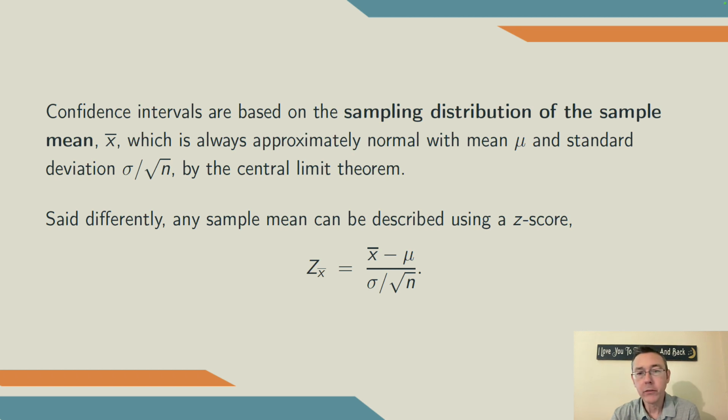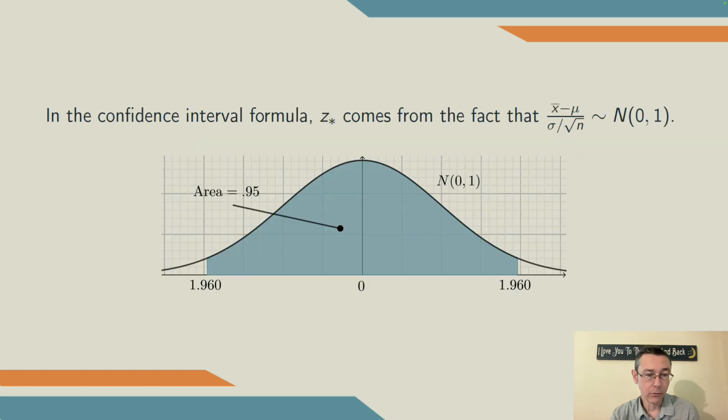So, confidence intervals are based on the sampling distribution of the sample mean, x bar, which is always approximately normal with mean mu and standard deviation sigma over the square root of n by the central limit theorem. To say that a little bit differently, any sample mean can be described using a z-score. So you take the value you've got, x bar, minus the value you expected, mu, divided by the standard deviation. And since we're talking about the distribution of x bar, the standard deviation of x bar is sigma divided by the square root of n. In the confidence interval formula, the value z star comes from the fact that x bar minus mu over sigma divided by the square root of n has a standard normal distribution, as I've shown here.